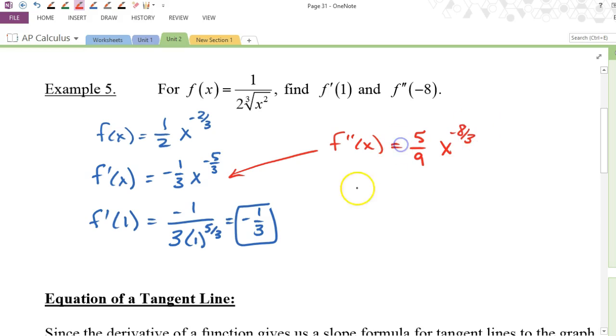Gnarly exponents, okay? So then I'm going to plug in negative 8 into this. So I'm going to write 5/9, and then I'm going to plug in negative 8 to the -8/3. At this point, this becomes pretty icky. And so on a free response, I would circle it at this point. But if I need to simplify it, I will probably need a calculator. This would be one where you would need a calculator because you need to know what 2 to the 8th power is.